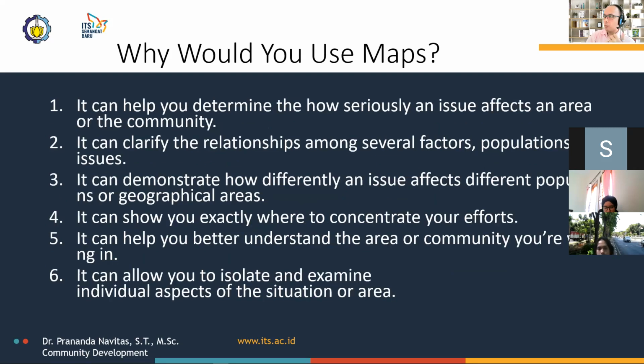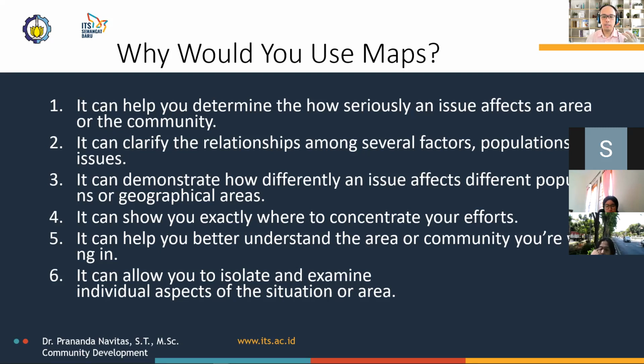And of course, there's when, where, why. Why should you use maps? Well, it can help you determine how seriously an issue affects an area or the community as a whole. Now, on a map, you can layer several factors, and that can give you a clearer insight into the nature, the extent, and the distribution of a certain condition, and make it easier to compare it with other issues within the same area.